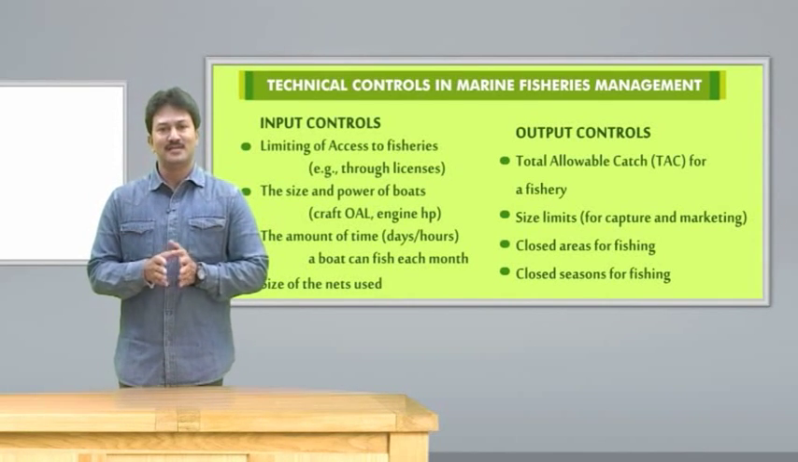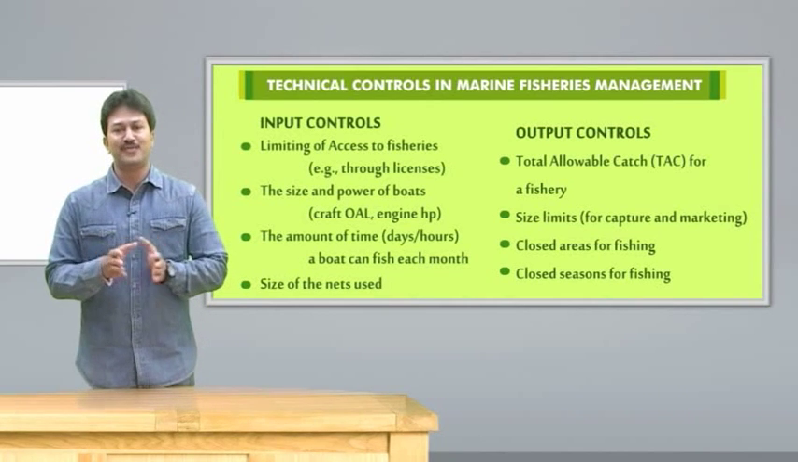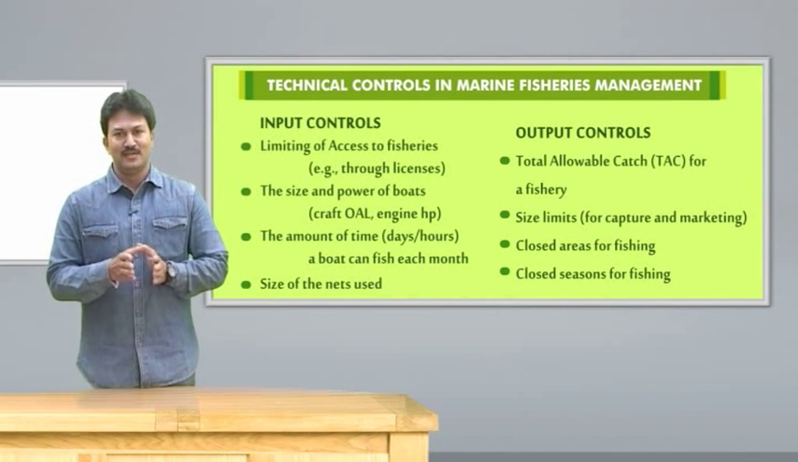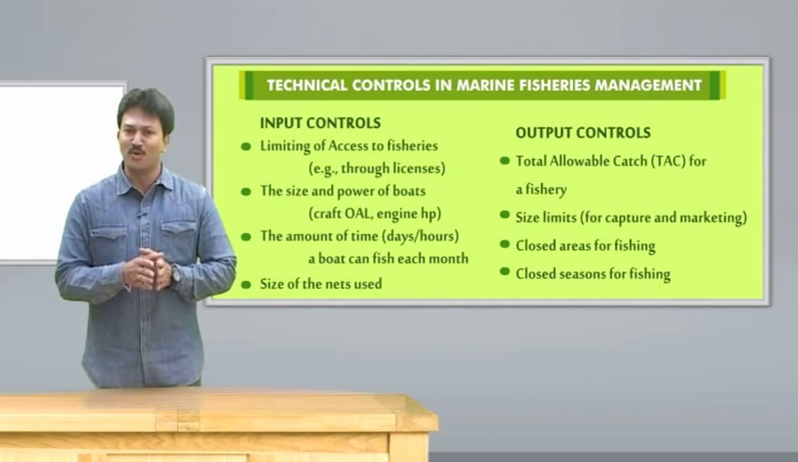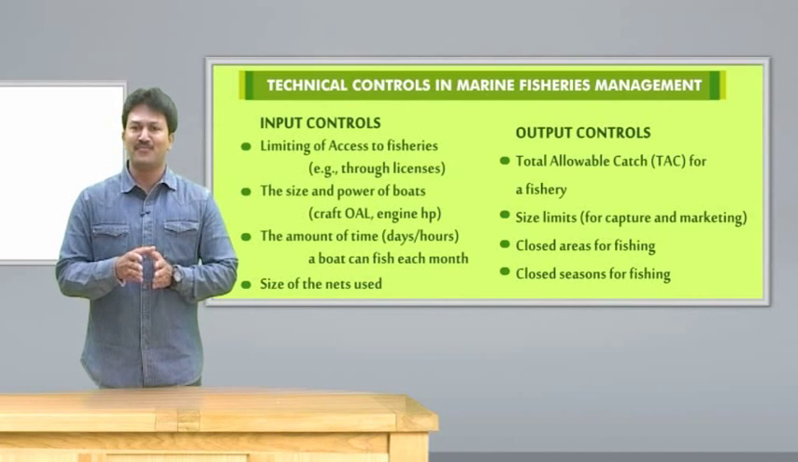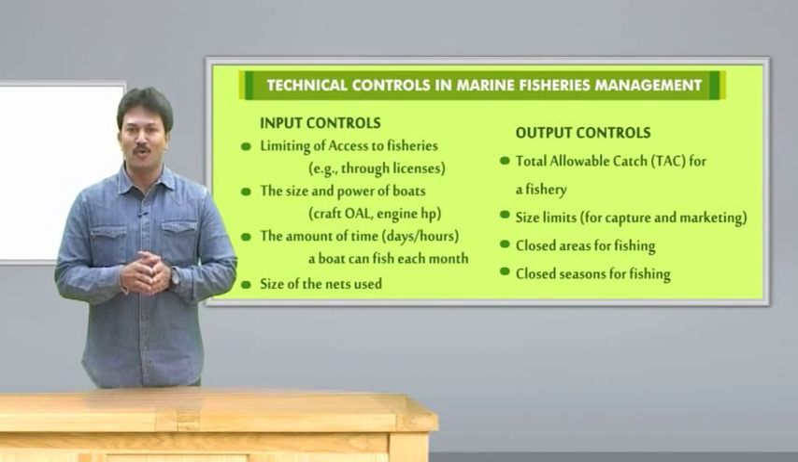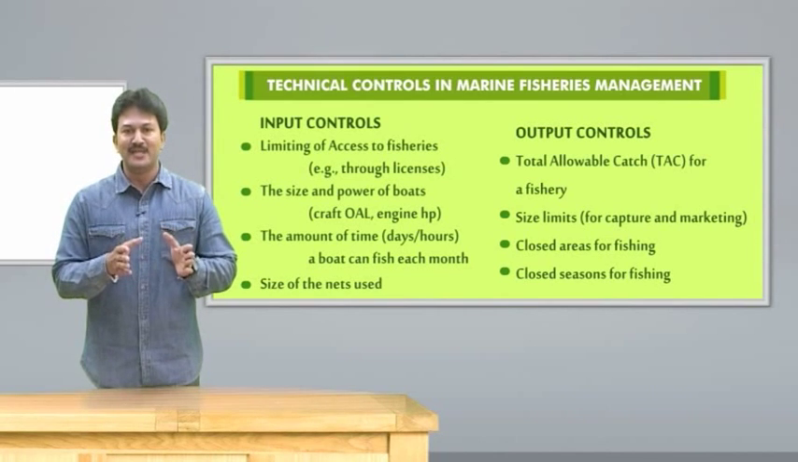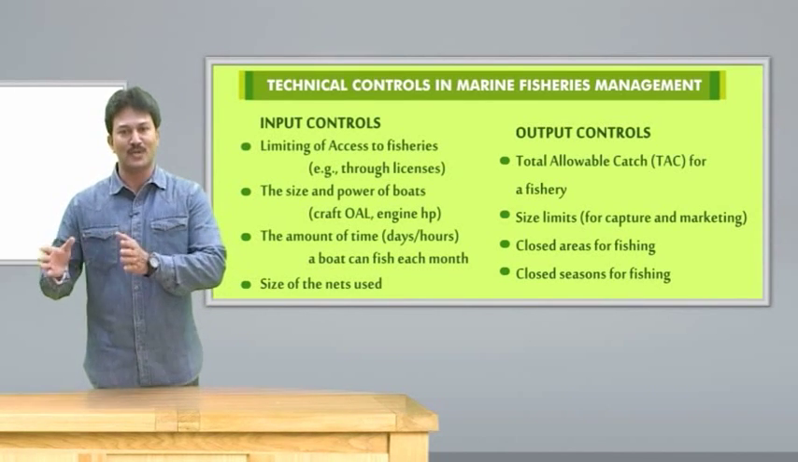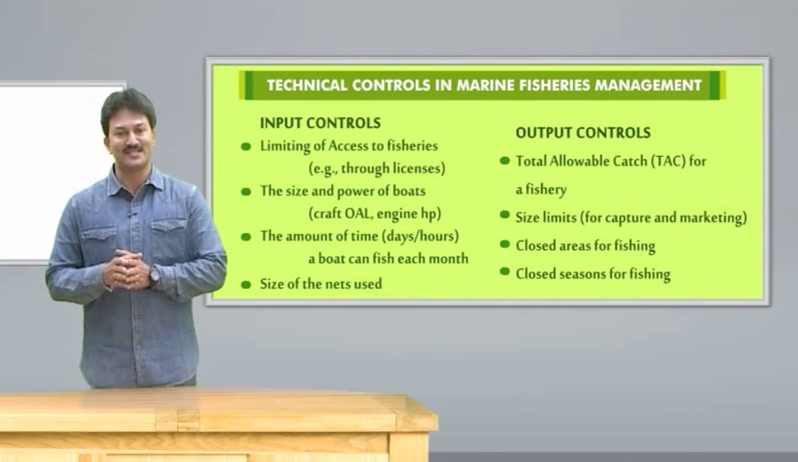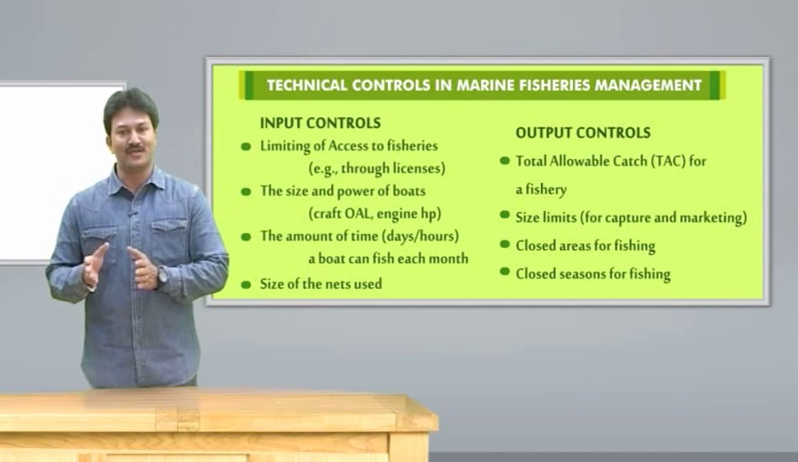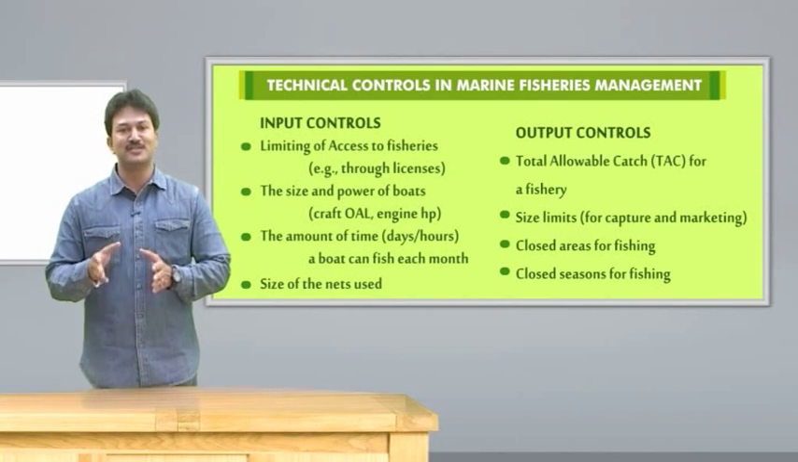Regarding input controls, the effort put into fishery is taken into account. The effort can be measured in many ways. Example, number of vessels combined with the size, horsepower, number of crew, number of fishing lines or gear, number of fishers combined with the gear they are using, or number of days fished or other time measure, which includes limiting access to fisheries, for example through licenses, the size and power of boats, craft OAL, engine horsepower, etc. The amount of time, days per hour, a boat can fish each month, size of the nets used.